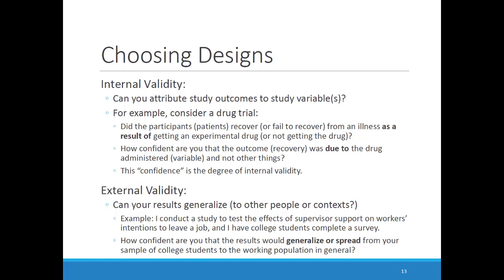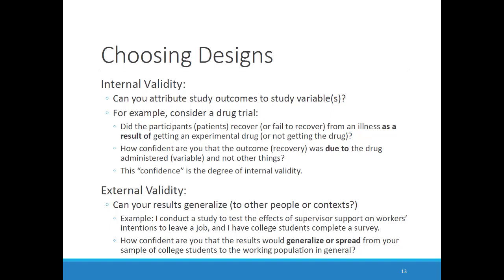Okay, so anyway, internal validity is how confident we are that the outcome, in this case recovery from the illness, was due to the drug being administered. That would be our variable and not other things. Okay, this confidence that we have about that is the degree of internal validity in our study.